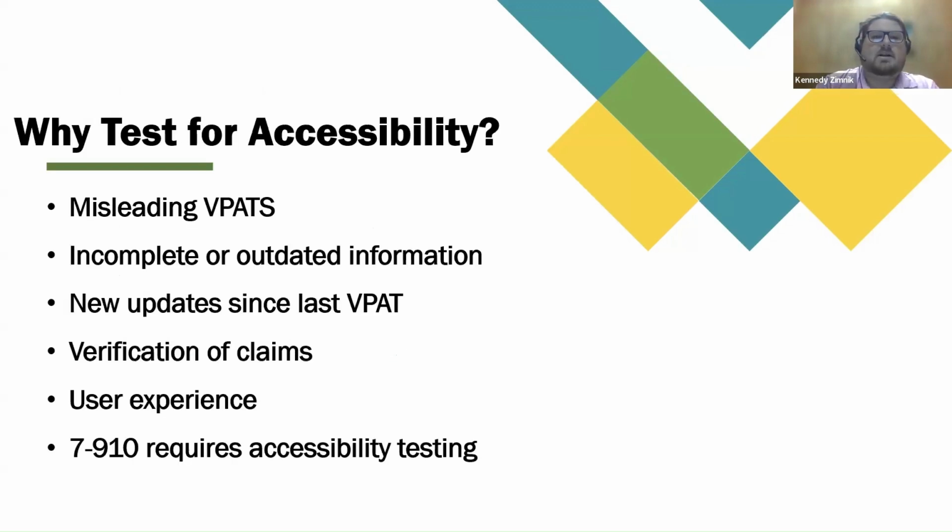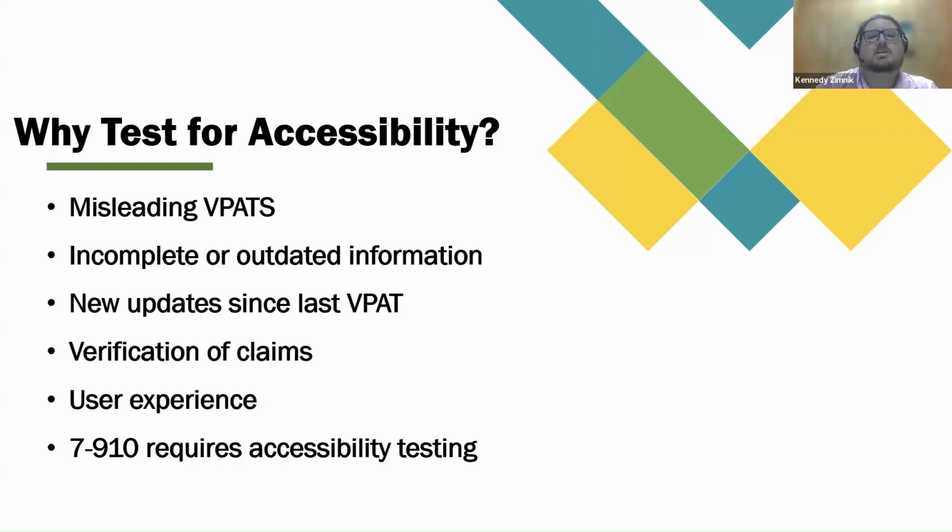So why test for accessibility? Misleading VPATs. A VPAT or an ACR, an accessibility conformance report, are reports made by the companies themselves, the ones that created the software. So they're the ones writing down whether their piece of software or tech meets these accessibility standards. So you do have to be wary sometimes, and you just have to realize that a lot of these reports, these companies are making themselves. New updates since last VPAT, incomplete, outdated information. These all relate back to ACRs and VPATs.